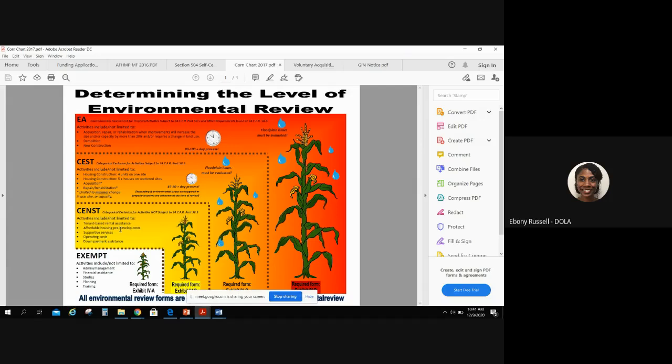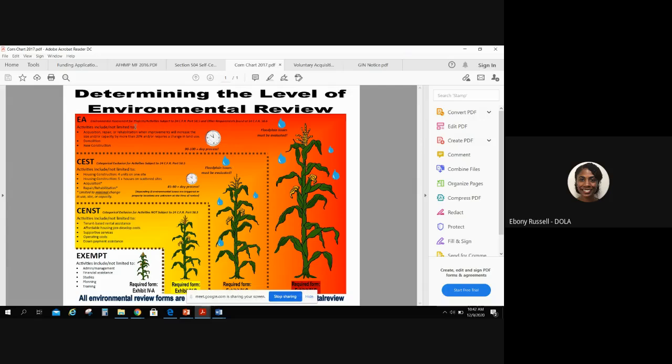That's when we would get the CENST. The CEST is for construction, which requires a higher process. We'll be looking at floodplain issues there. We'll be looking at noise abatement. We'll be looking at historic preservation and things like that. That review can take from 45 to 80 days.